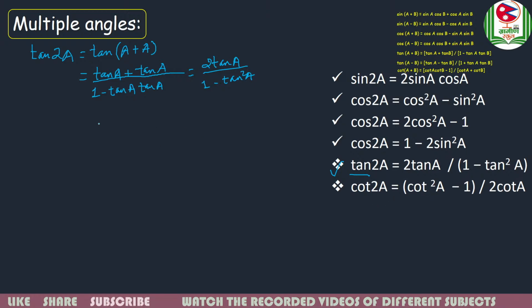Okay, so let me start with the formula for cot. Cot 2a equals what? Cot a plus a. And now what is cot a plus b? Here cot a plus b is cot a into cot b minus 1 upon cot a plus cot b. Again what we will do? We will replace this b by a.